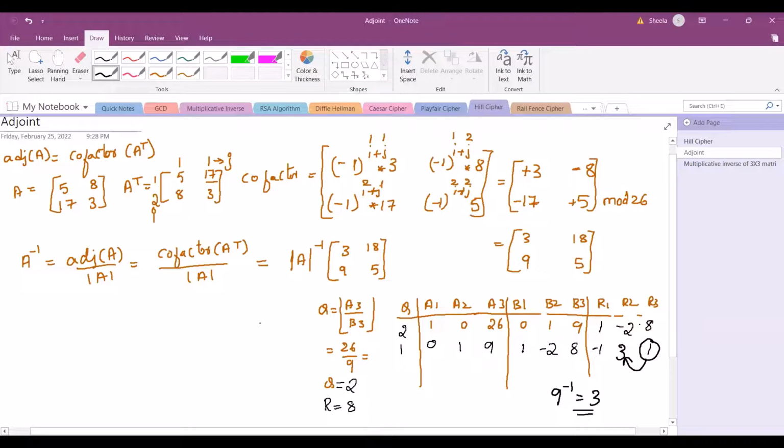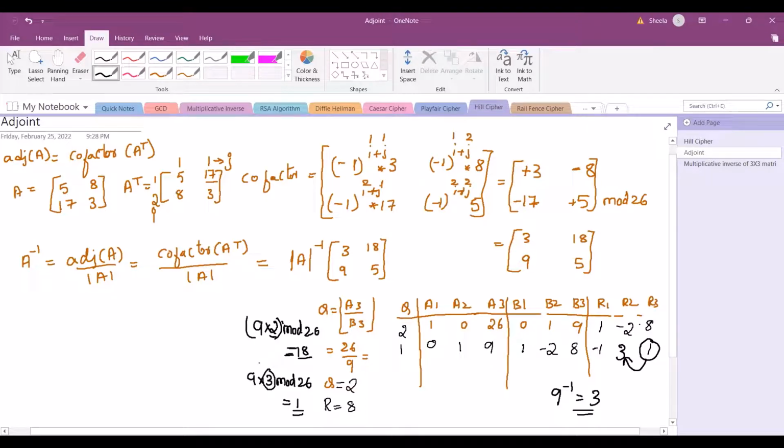When we multiply 9 with 2 and take mod 26, what do we get? The modulus value is 18 only. We should get modulus equal to 1. Since it is not equal to 1, 2 cannot be the inverse of 9. And if I multiply 9 with 3 and take mod 26, 9 into 3 is 27, and 27 mod 26 is 1. So this indicates that 3 is the multiplicative inverse of 9.